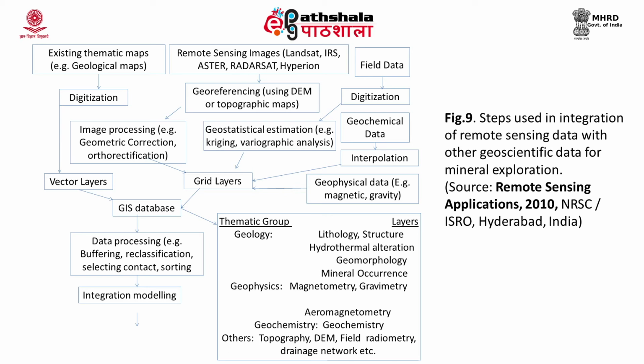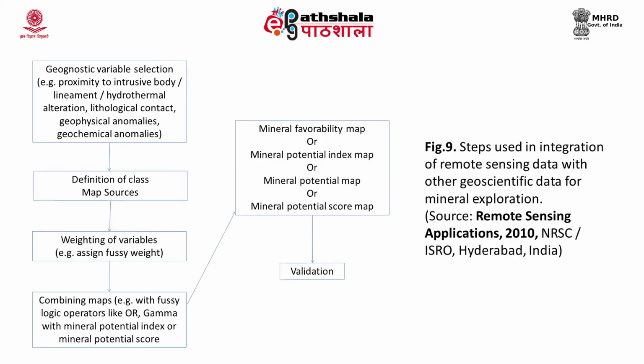Once we do the data processing, then we can go for the integration modeling. Once the integration modeling is done, then we will go to the geognostic variable selection. That is, for example, we are going to find out a particular mineral deposit. So, whatever area we have selected, how far it is from the intrusive body, or the proximity to intrusive body, lineament, hydrothermal alteration, etc. Or we can go for the lithological contact, or we can find out the geophysical anomaly or geochemical anomaly.